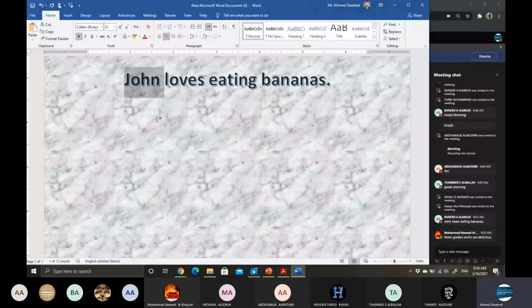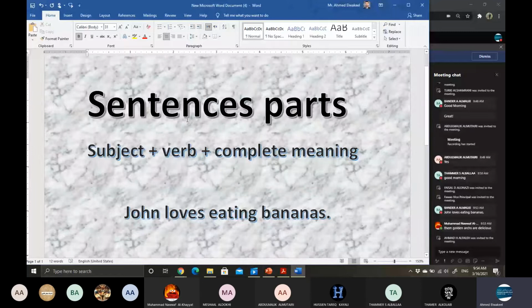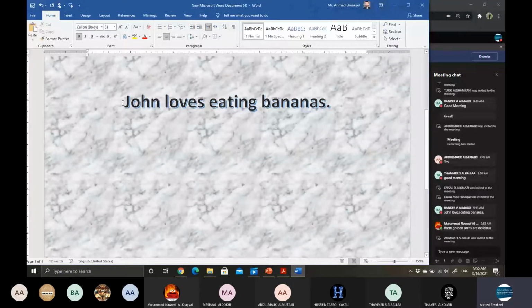So the thing here, can I modify this sentence to become a simple sentence, but I can add something to that sentence? So I have here the sentence that Khalid gave us. John loves eating bananas. So what can I add to that sentence and we can still deal with it as a simple one? What can I do?